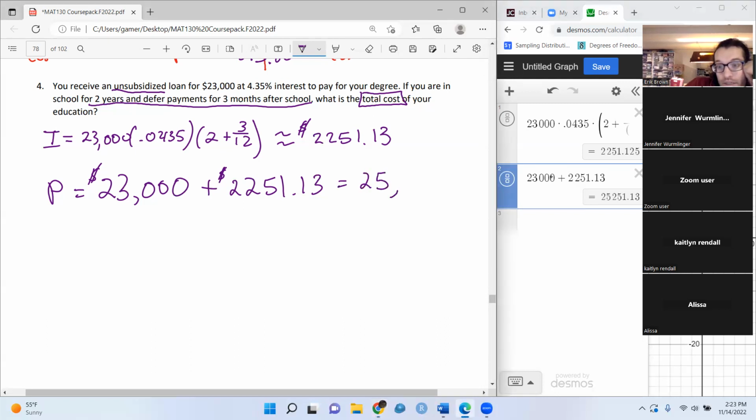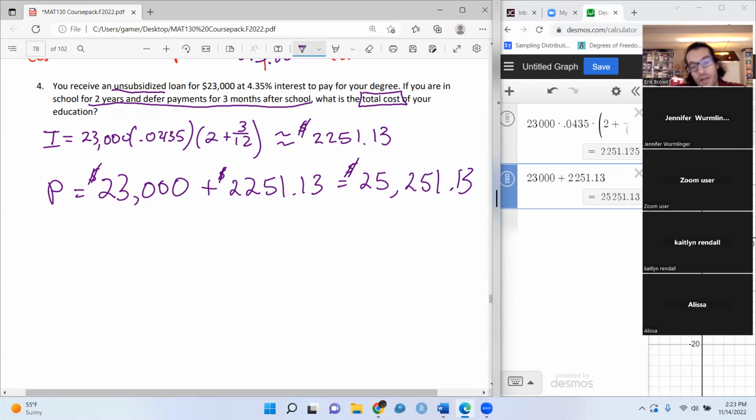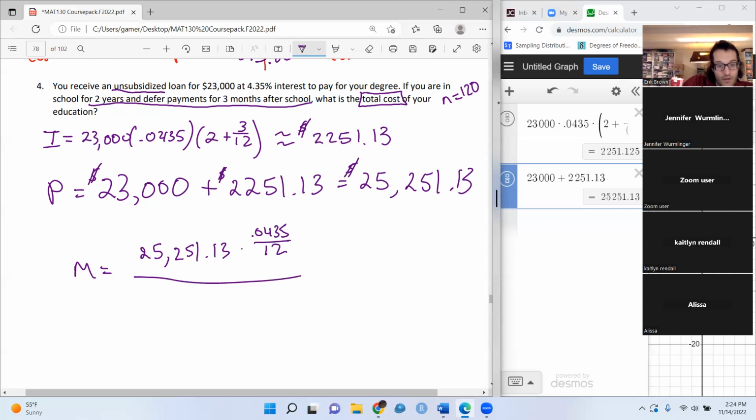But money isn't everything. Okay, so here's the amount we have to start repaying once we get out of school. So then you smash this into the monthly payment formula. The one thing that's not listed up here that you are to understand and assume is that the number of payments is 120, because loans tend to be 10-year loans. So we're just going to calculate this as $25,251.13 times 0.0435 split into its 12 months, all that divided by 1 minus 1 plus 0.0435 divided by 12 raised to the negative 120.